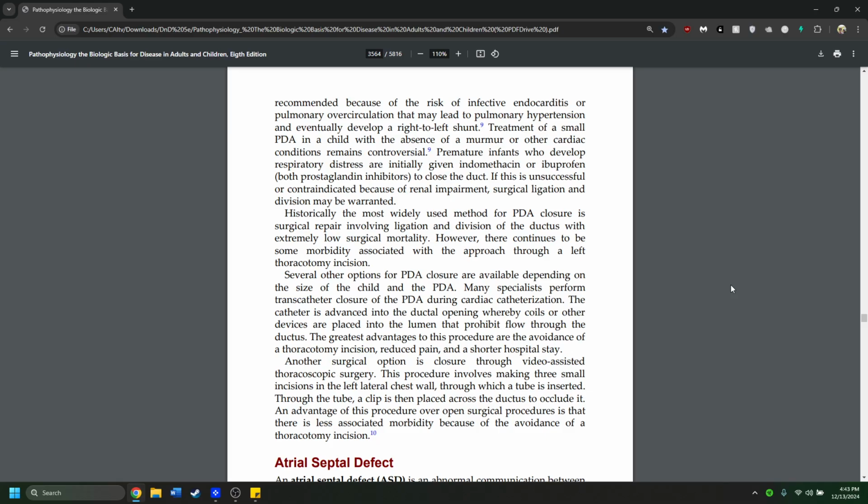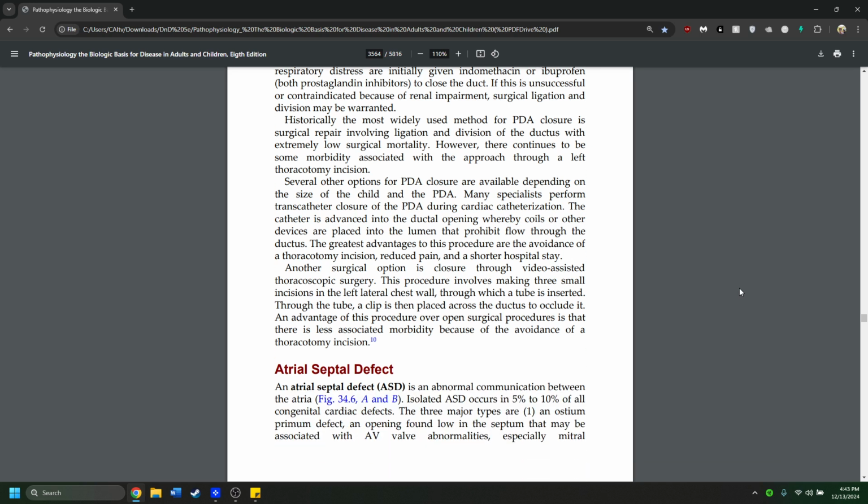Many specialists perform transcatheter closure of the PDA during cardiac catheterization. The catheter is advanced into the ductal opening, whereby coils or other devices are placed into the lumen that prohibit flow through the ductus. The greatest advantages to the procedures are the avoidance of a thoracotomy incision, reduced pain, and shorter hospital stay. Another surgical option is closure through video-assisted thoracoscopic surgery.